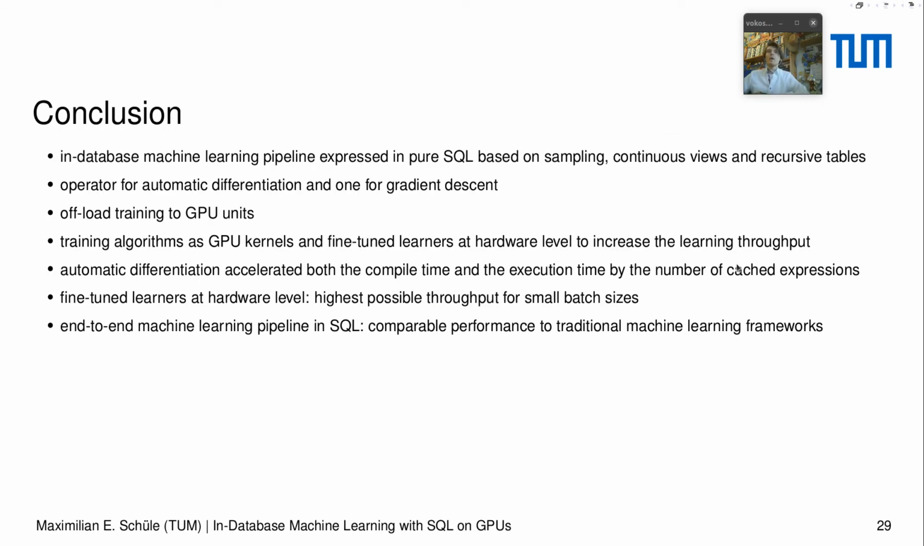To conclude, we have expressed our in-database machine learning pipeline in pure SQL based on sampling, continuous views, and recursive tables. We proposed one operator for automatic differentiation and one for gradient descent. We offloaded training to GPU units, and we trained algorithms as GPU kernels and fine-tuned learners at hardware level to increase the learning throughput. Automatic differentiation accelerated both the compile time and the execution time by the number of cached expressions. Fine-tuned learners at hardware level allowed the highest possible throughput for small batch sizes.